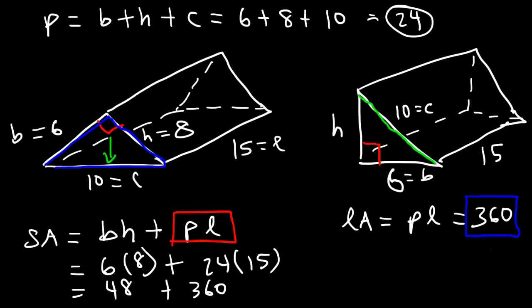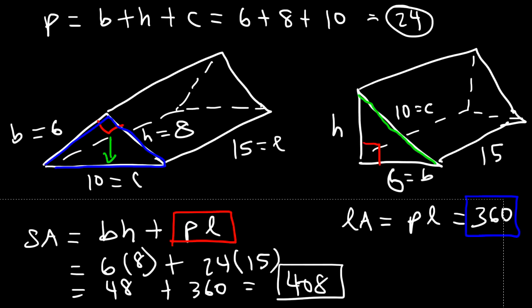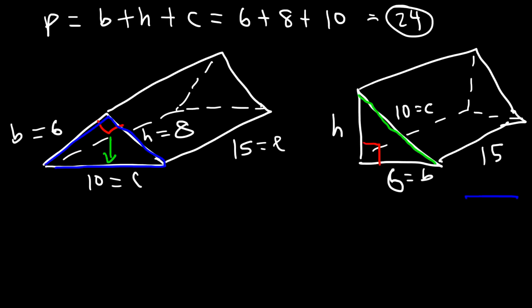It's 360 square units. But to find the surface area, you need to add the lateral area plus the area of the base, the two triangles. So 360 plus 48, that's 408 square units. So that's the surface area. Now, what do you think? Can we find the volume of this triangular prism? It turns out that we can. Feel free to pause the video and calculate the volume of the prism.